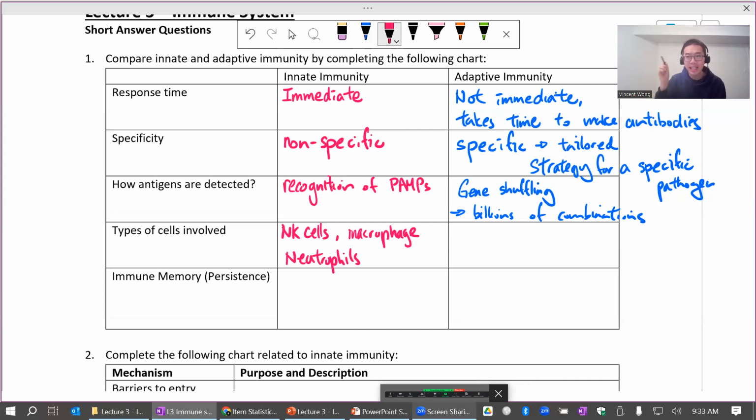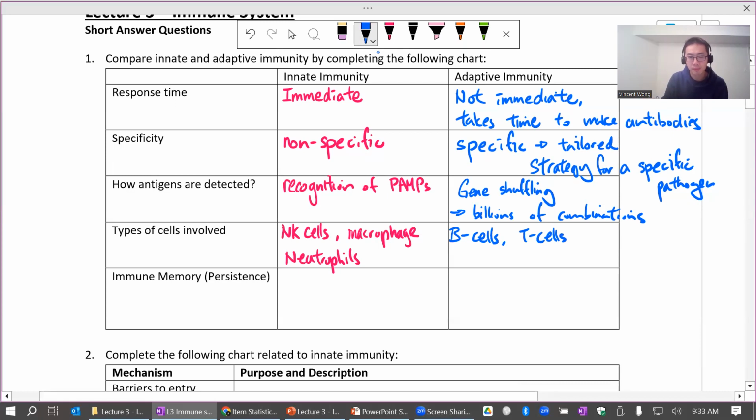Do they only eat a specific pathogen? No, they eat anything that's not supposed to be there, right? That's why it's innate. For adaptive immunity, as you will see, there are B cells and T cells. In terms of innate immunity, none for innate.